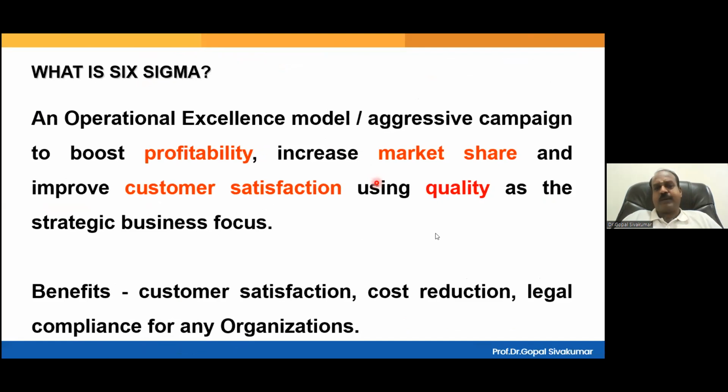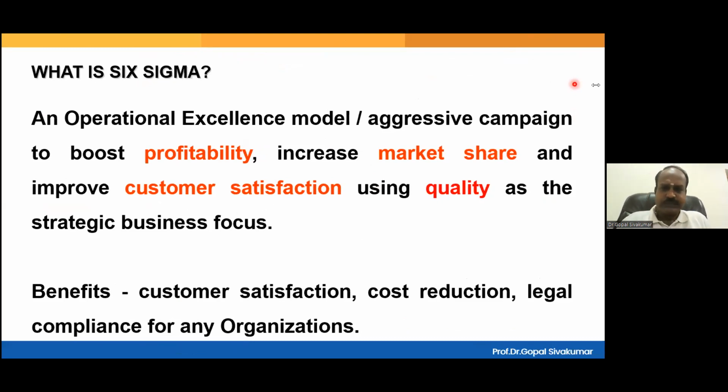So what is Six Sigma? Six Sigma is an operational excellence model. That means you are focusing on something, you are trying to achieve something in the long term. Can you see that, all of you? If you want to double your profit, if you want to double your market share, if you want to improve your quality to something comparable against world-class quality, yes, Six Sigma can be helpful to you.